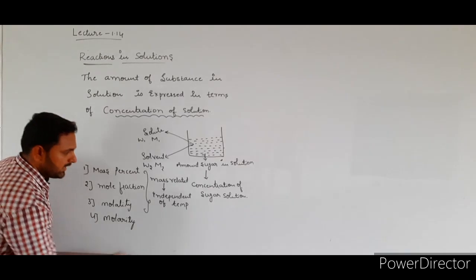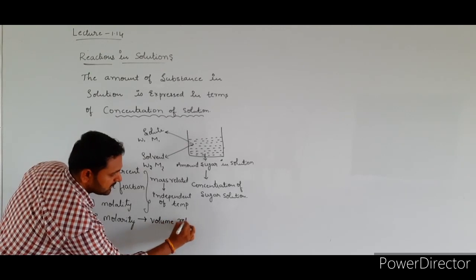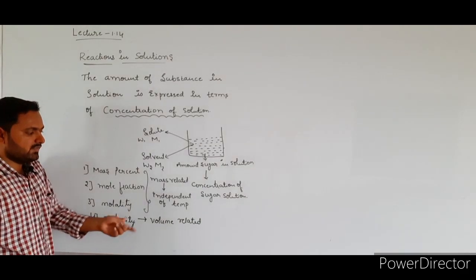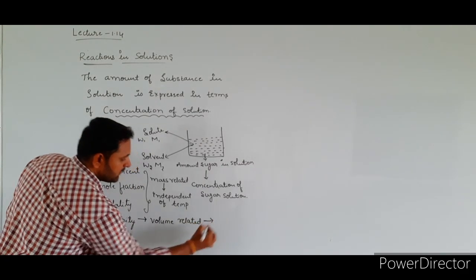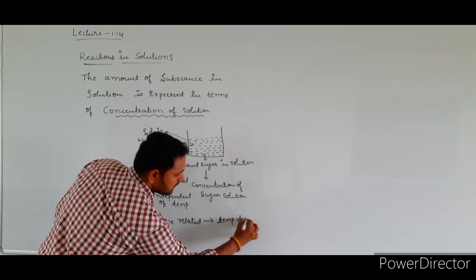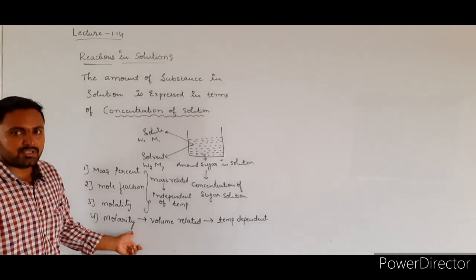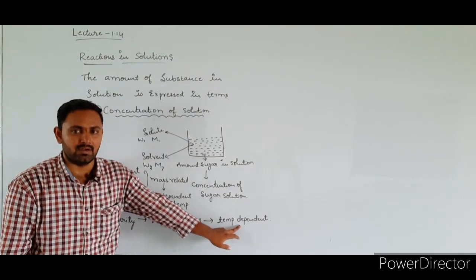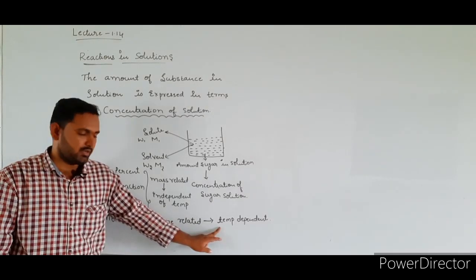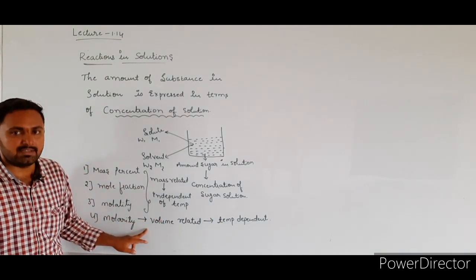Next, the fourth one, molarity. It is a volume related method. So molarity changes with change in temperature; it is temperature dependent. Why? Because it is a volume related method. Volume is directly proportional to temperature. As temperature changes, volume changes, and when volume changes, the molarity value also changes.